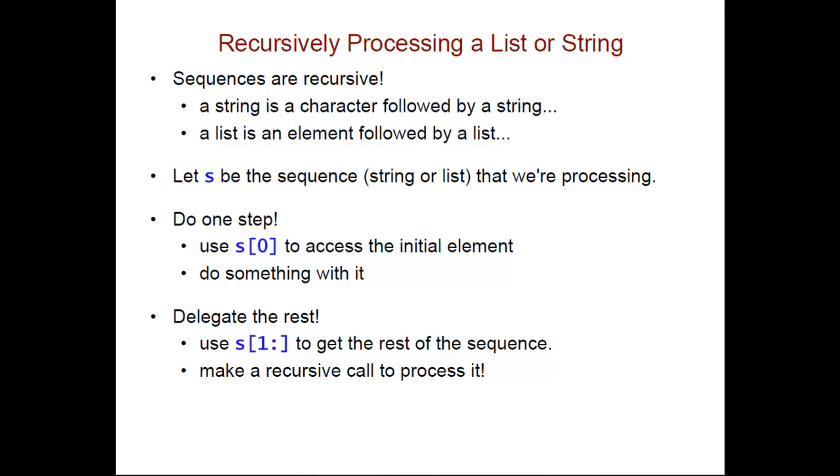And in this case, we're going to get the rest of the problem by using a slice that begins at position 1 and goes all the way to the end of the sequence. We'll make a recursive call to process that slice. That will give us the solution to the smaller subproblem, and then we'll use that solution along with whatever we need to do with S0 to build the solution to the original sequence.